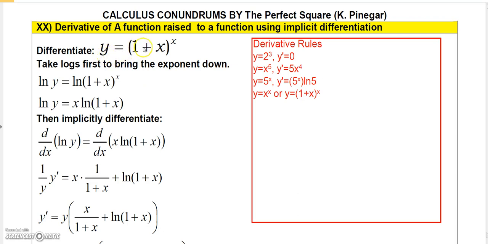First thing we're going to do is take the natural log of both sides. So take the natural log of y and the natural log of 1 plus x to the x. Then you can use your log properties. Remember, there's a log property that says if you have the log of something to a power, you can write that as the power times the log. So I can write the natural log of 1 plus x to the x as x times the natural log of 1 plus x.